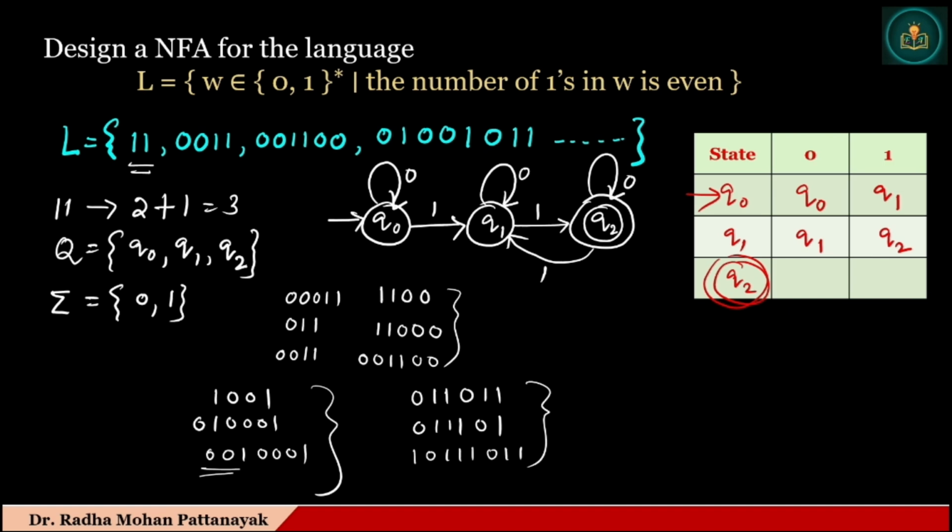Reading 0 on Q2, it is staying in the same state, we will write Q2. Reading 1 on Q2, it is moving to the Q1 state. So this is our Q1. Clear? So this is our final transition table. I hope everybody understood it.